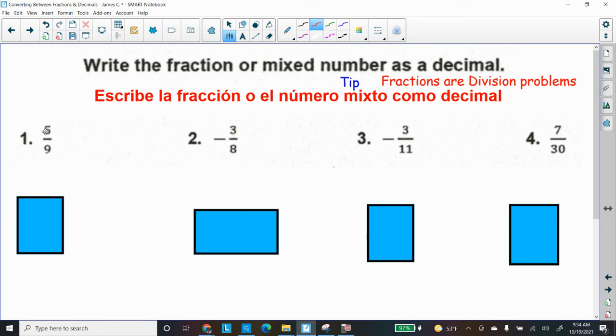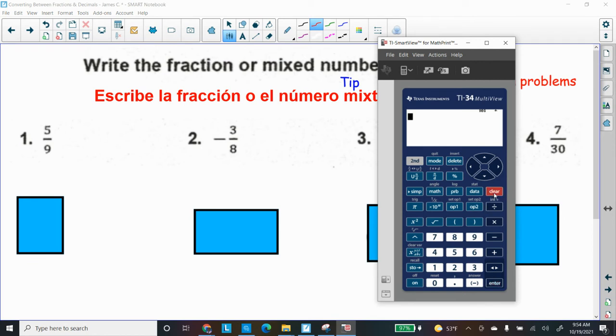I'm going to look at the first one, 5/9. Let me get my calculator one more time. Let me clear this. I'm going to type in a division problem. The numerator divided by the denominator, because I know the fraction bar is a division problem. Watch what I get when I press enter. I get all of these 5s. Now, wait a minute, Dr. Rob. You mean I don't have to do all those steps?